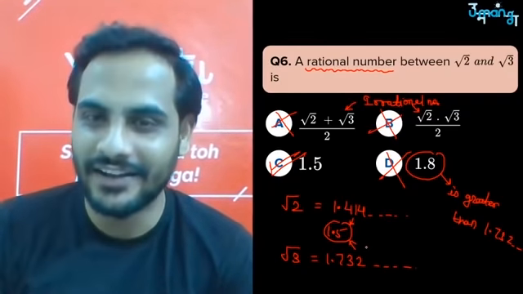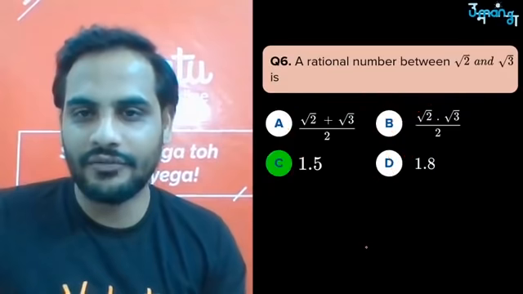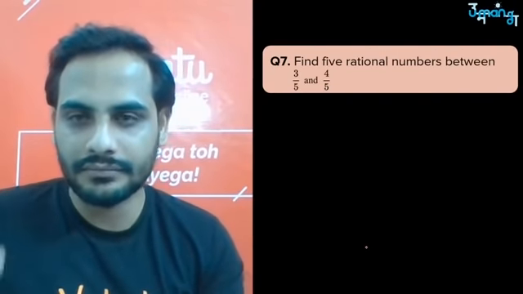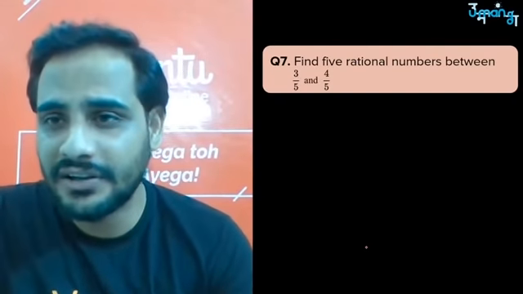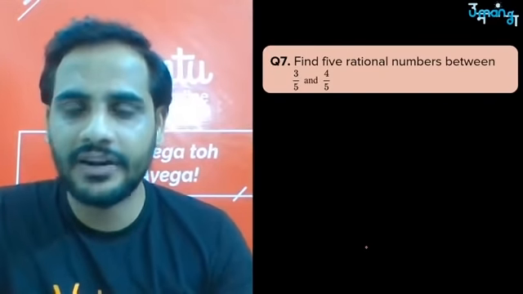It is a rational number. Got it? Let's go for the next question. The next question is this. Find 5 rational numbers between 3 by 5 and 4 by 5.